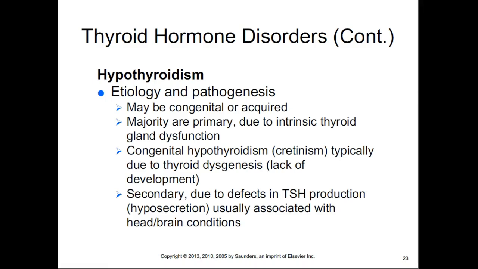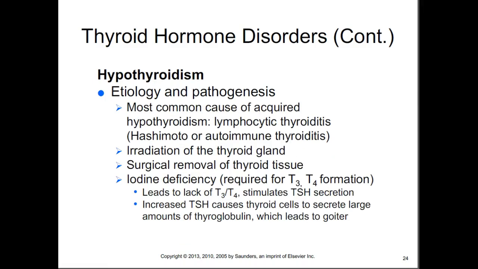Secondary can be due to defects in TSH production, usually associated with some head or brain conditions. Remember those midline tumors or midline problems, because that means that the pituitary gland didn't develop. All right, so the most common cause of acquired hypothyroidism is lymphocytic thyroiditis. It is Hashimoto or autoimmune thyroiditis.